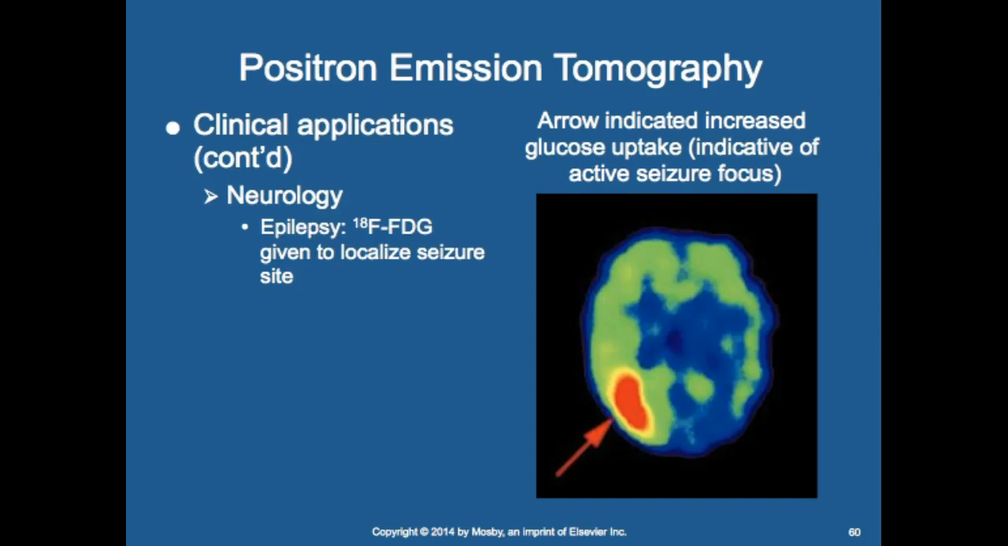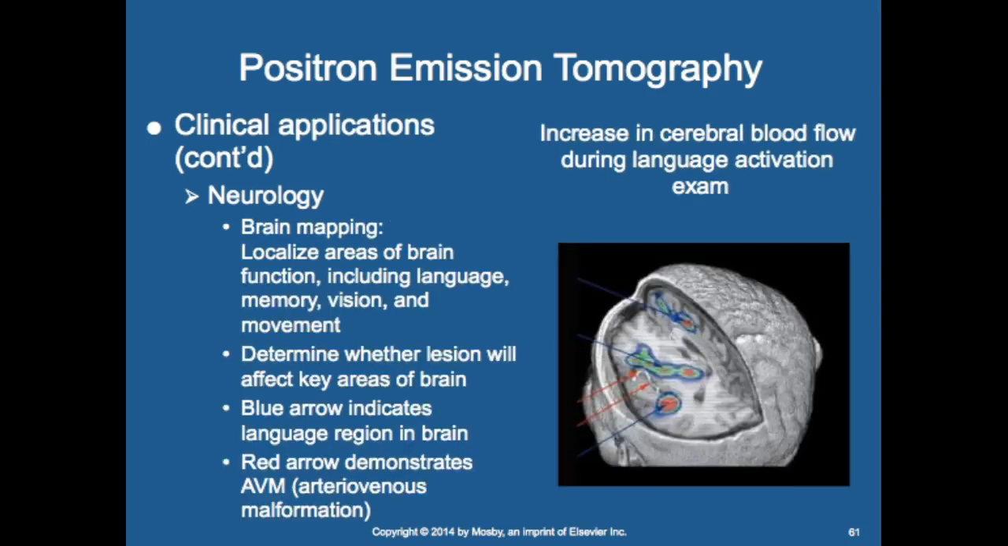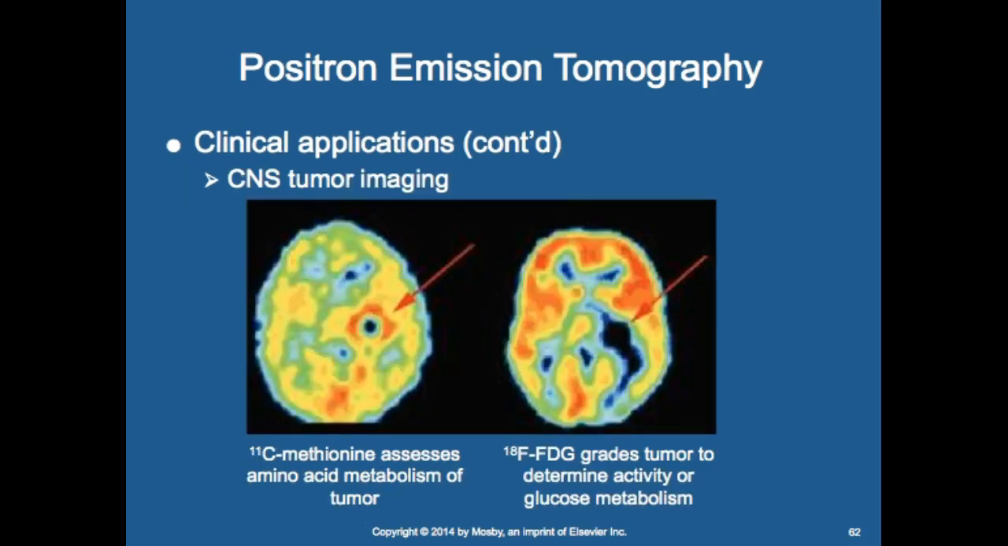So neurology, epilepsy, FDG is given to localize seizure sites. So the arrow indicates increased glucose uptake for the area of focus of the seizures. So neurology, brain mapping, we localize areas of the brain function, including language, memory, and vision movement. We determine whether the lesion will affect key areas of the brain. The blue arrow indicates the language region of the brain. The red arrow demonstrates the AVM. So we can actually do some mapping with it.